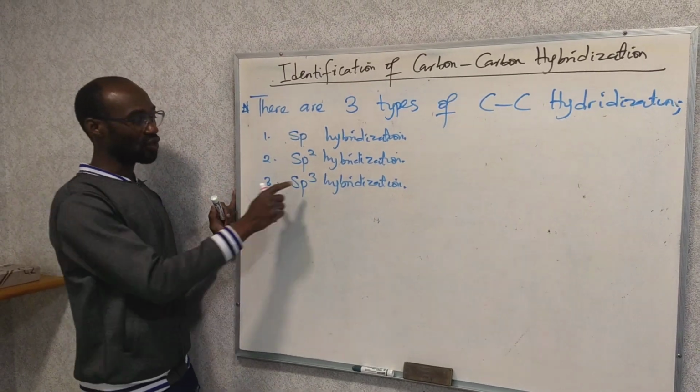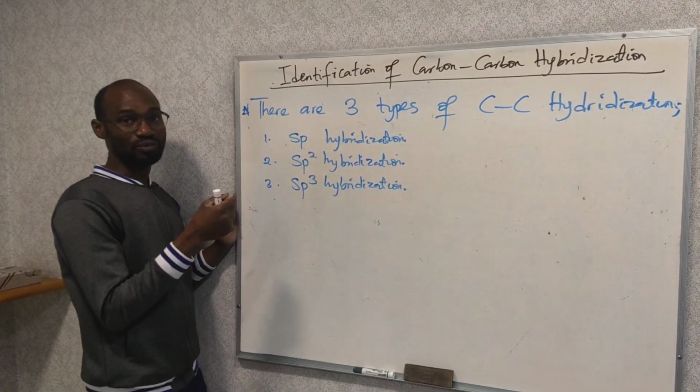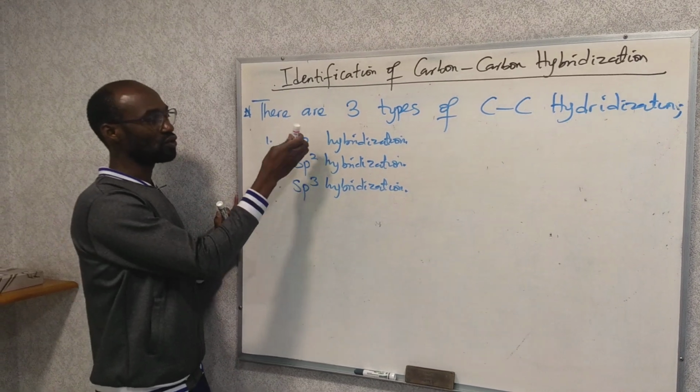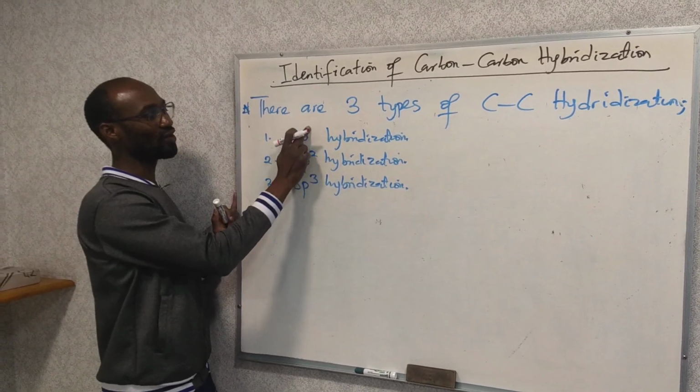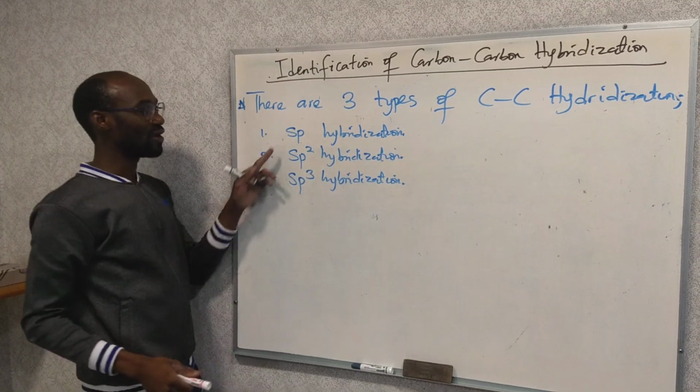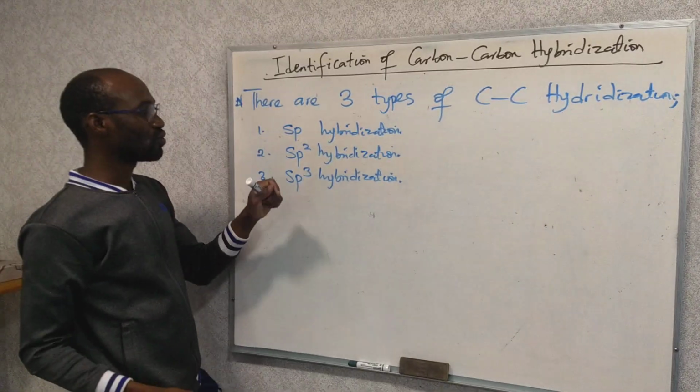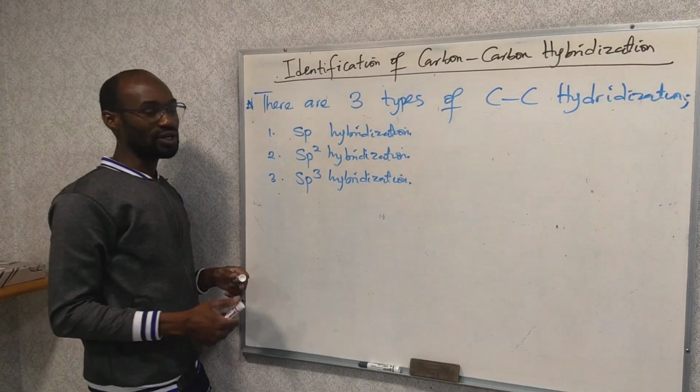Remember that the 3 and the 2 are superscripts. And for the sp, we do not write sp1. No, that does not exist. So we have sp hybridization, sp2 hybridization, and sp3 hybridization.